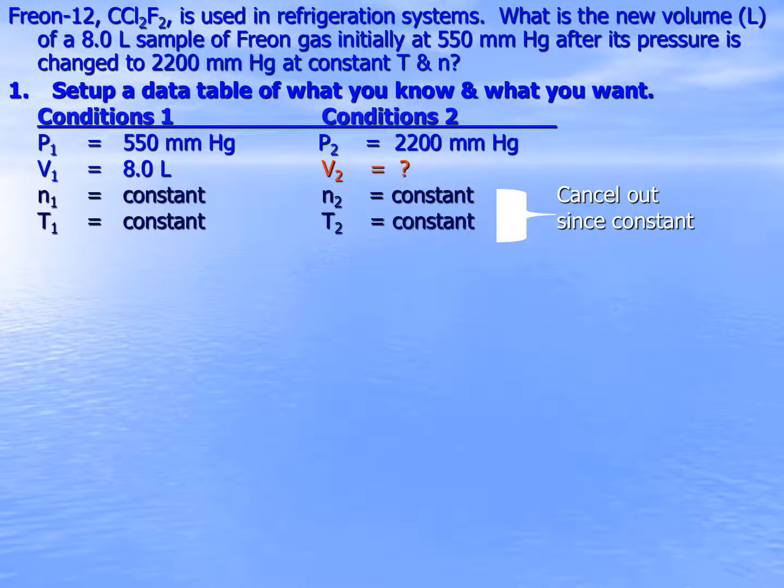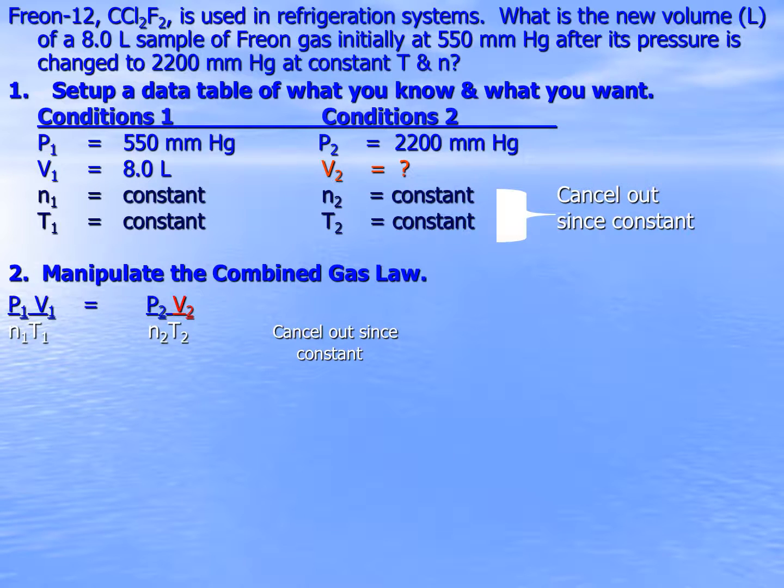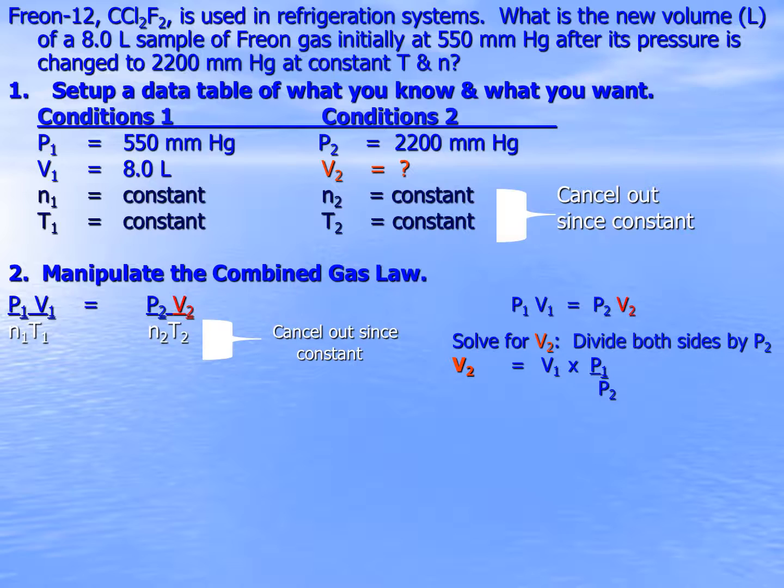So here's our data table of what we know and what we want to know. We've got our pressure 1 and our pressure 2. We've got our volume 1, and our unknown is volume 2. N1 and N2 are the same, T1 and T2 are the same, so those should cancel out since they're constants. So really what we have here, with N and T not needed, is P1 V1 equals P2 V2. Boyle's Law. If we reorganize it to solve for the missing variable V2, we get V1 times P1 over P2.